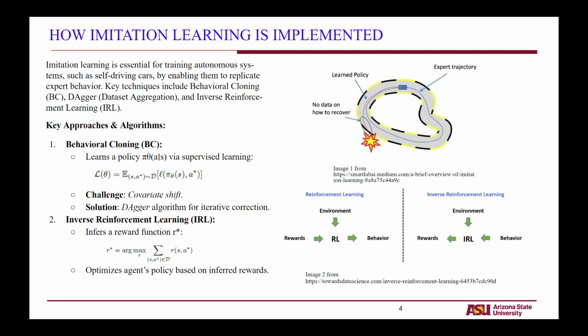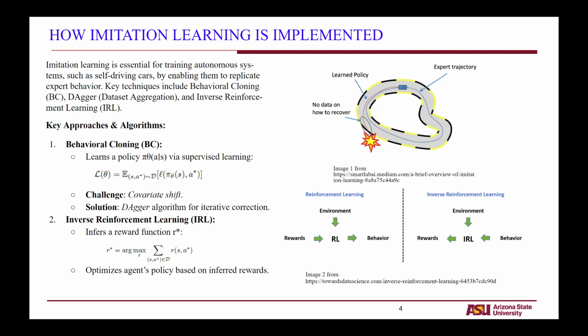First, we have behavior cloning, BC. It treats learning as supervised learning, where the agent learns a policy pi theta a with respect to s by minimizing a loss to match expert actions. However, BC struggles with covariate shifts when the agent encounters unseen states. The Dagger algorithm addresses this by iteratively updating the policy with new data from the learner.